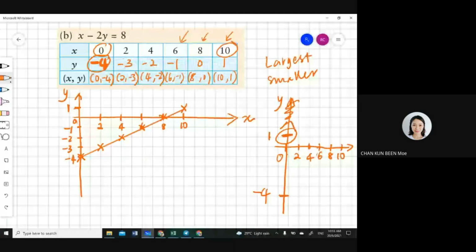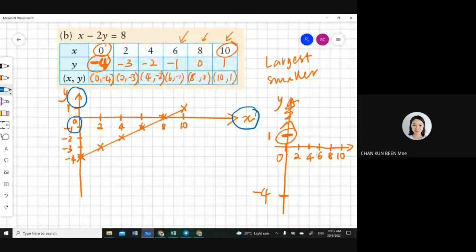So when the teacher is doing the marking, there are a few things that we are going to look at. The first thing is you draw your x-axis correctly by labeling x. Second, you draw your y-axis correctly by labeling y. Okay? And the third one, you label the origin correctly by labeling zero.